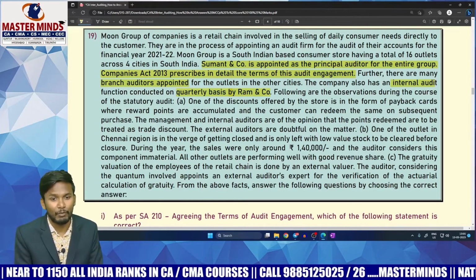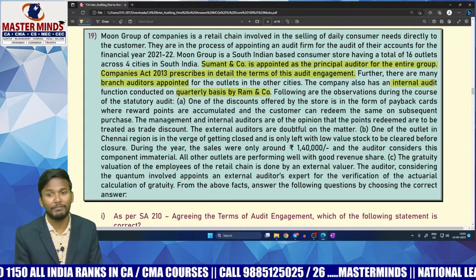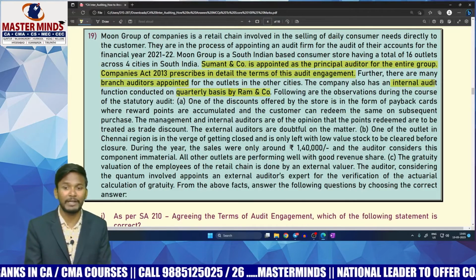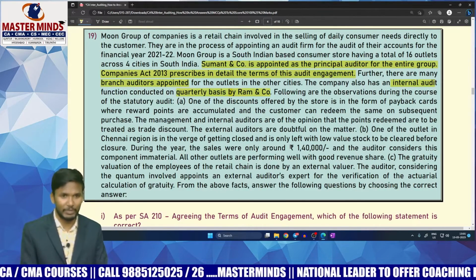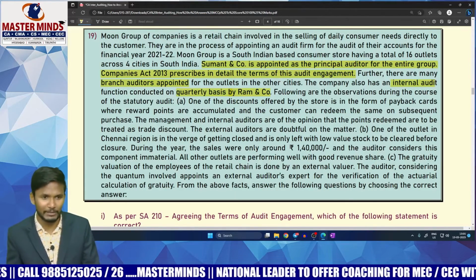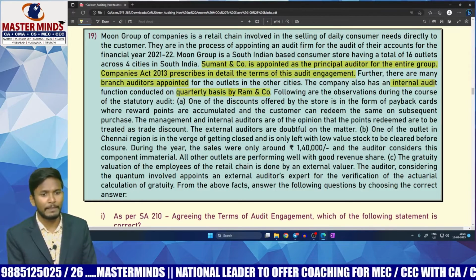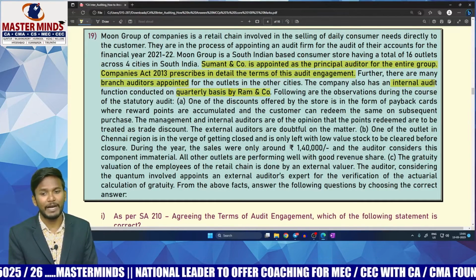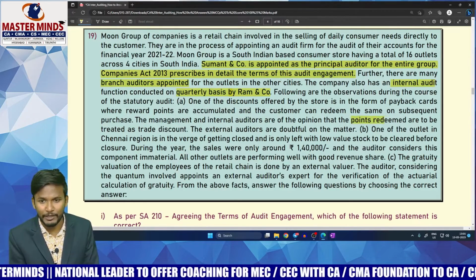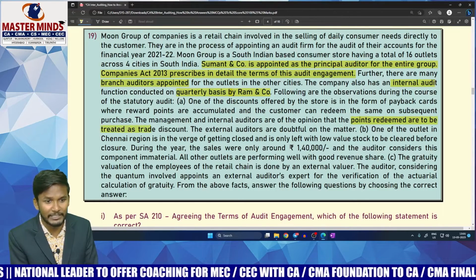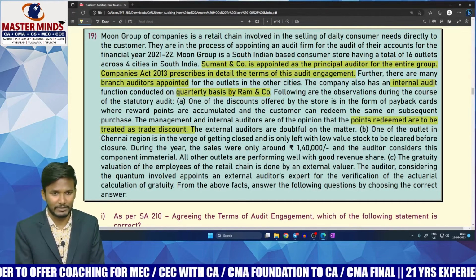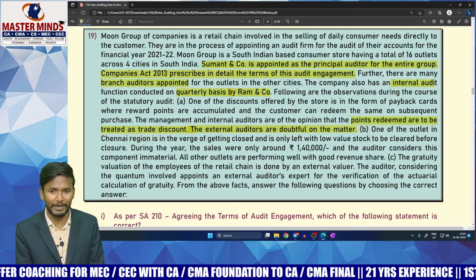One of the discounts offered by the store is in the form of payback cards where reward points are accumulated and the consumer can redeem the same on subsequent purchases. What they are telling is, when you are purchasing now, you will get some reward points. Now that can be redeemed by you in subsequent purchases. Okay, that is the general point only, the general in the stores. The management and the internal auditors are of the opinion that points redeemed are to be treated as a trade discount. What they are telling? The points redeemed here are to be treated as what? It's a trade discount. Let's see what will happen. The external auditors are doubtful on the matter. Sir, obviously the auditor will be having a definite doubt about the matter here.